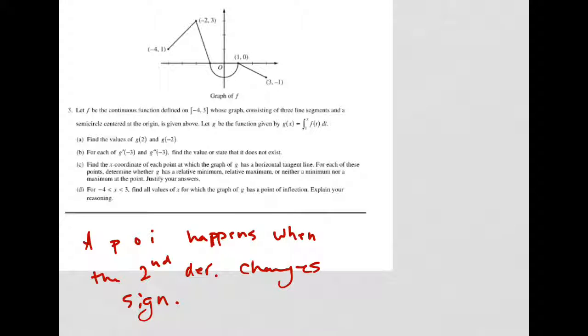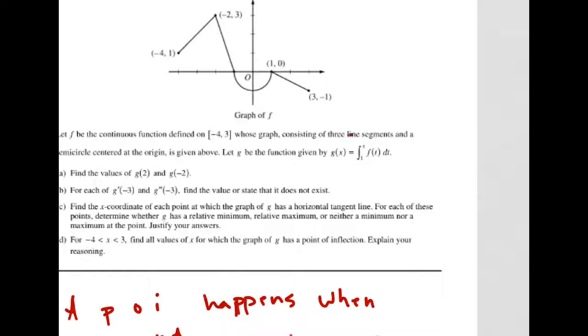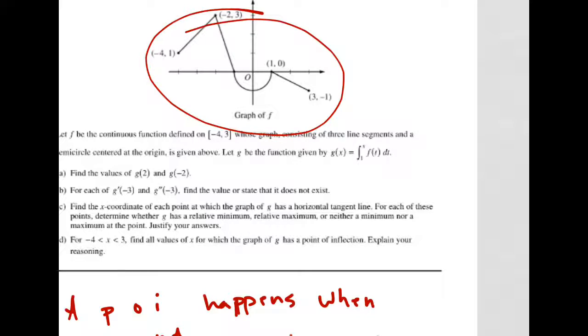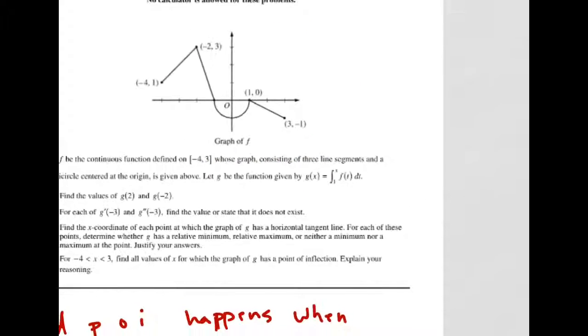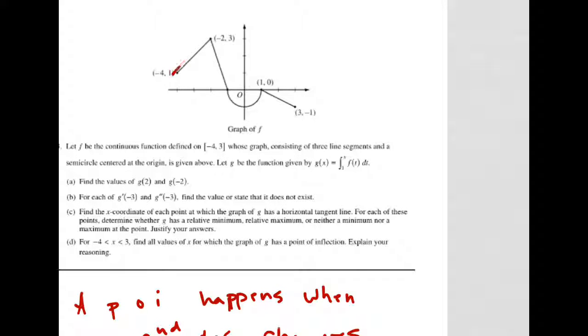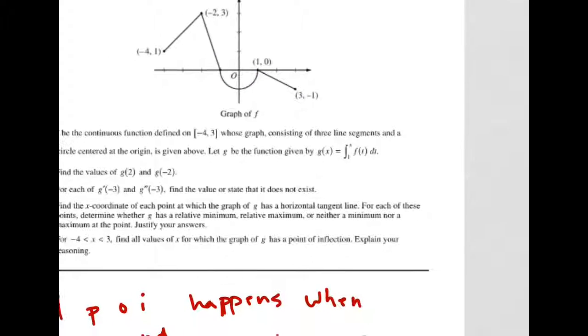The second derivative in this case is represented by the slope of this graph, because g is the original and the derivative is given by the graph. So when does the slope change? Well, it changes at x equals -2, from a positive slope to a negative slope. It changes again at x equals 1.